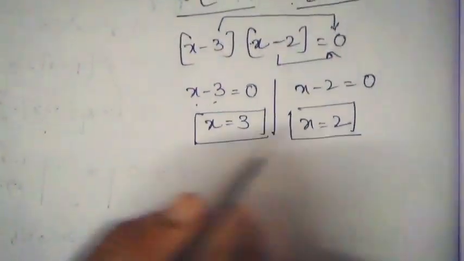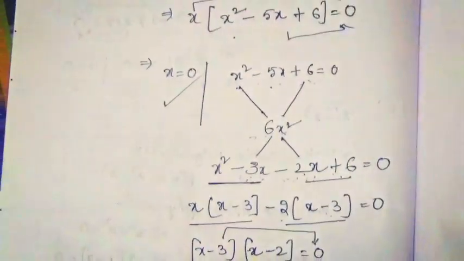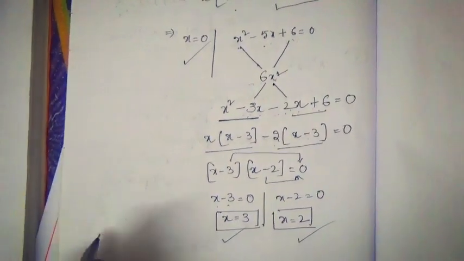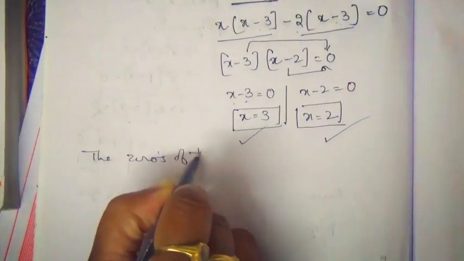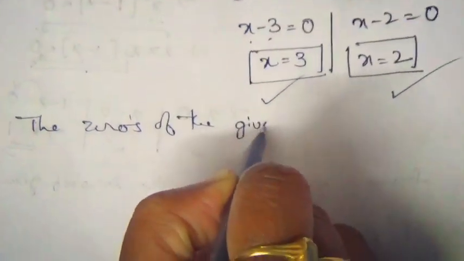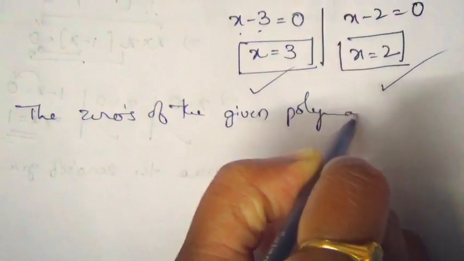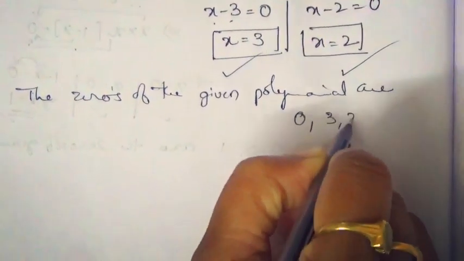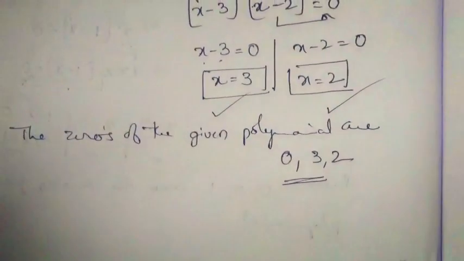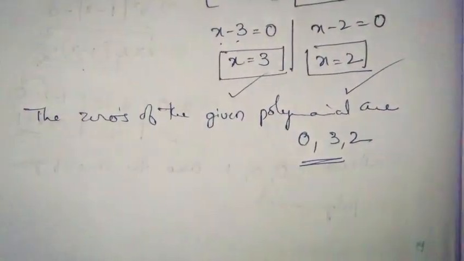Okay. So here how many zeros will you get? You got 3 here. What are the zeros? The zeros of the given polynomial are 0, 3, 2. Okay, 0, 3, 2. These are the zeros of the given polynomial. Hence we finished this. Try this.